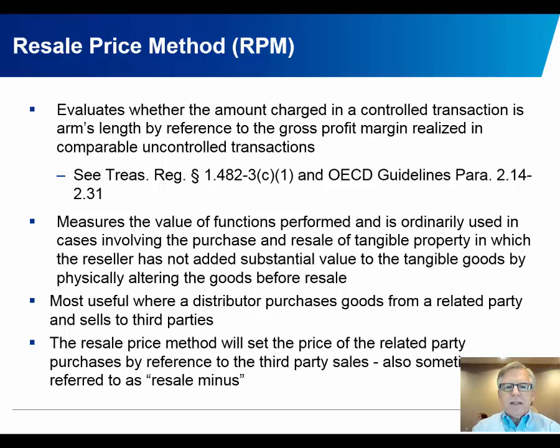And I will mention that sometimes you'll hear people also refer to this as the resale minus method. Essentially it's saying if we sell it to the ultimate customer at some price, say 100, what margin do we keep at the distributor level, with the minus from that? Say we sold it at 100, we keep say 10%, and then we pay 90 for it to the related party who sold it to us.